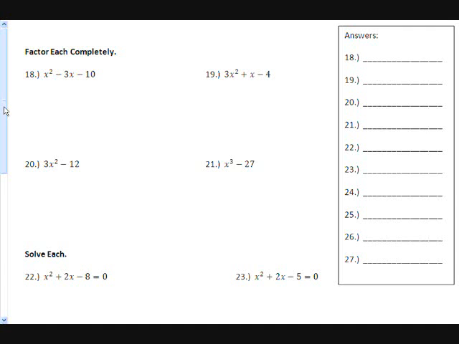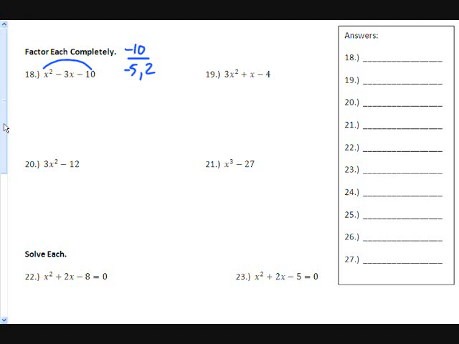All right, number 18, we want to factor each of these completely. So for this one, since it's a trinomial, the first thing I'm going to do, there's no greatest common factor between all three of them, so I'm going to build a bridge. That gives me a negative 10. The two numbers that multiply together to give me a negative 10, but add together to give me this middle coefficient right here, the negative 3, are a negative 5 and a positive 2.